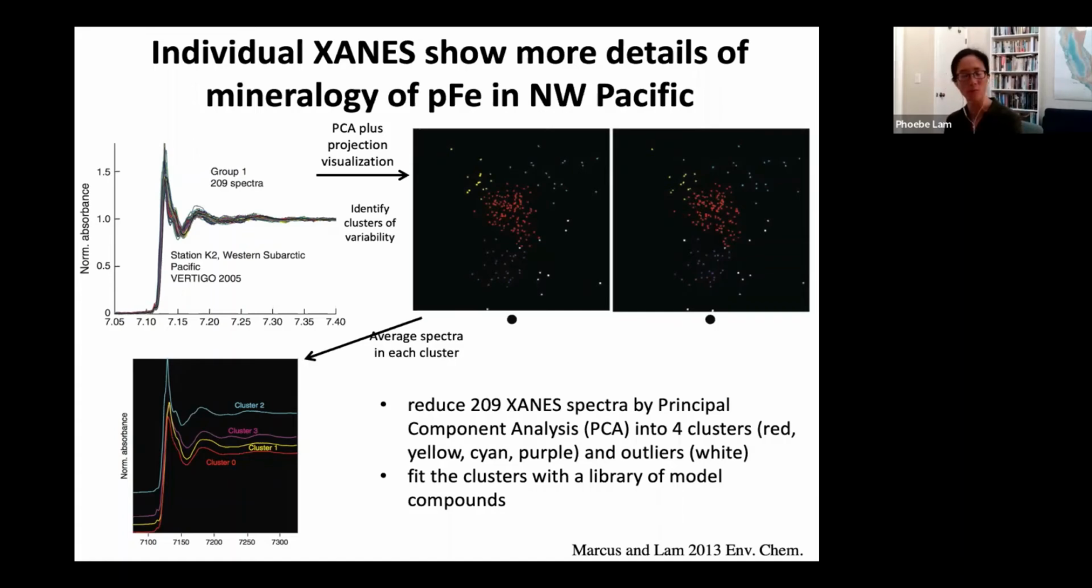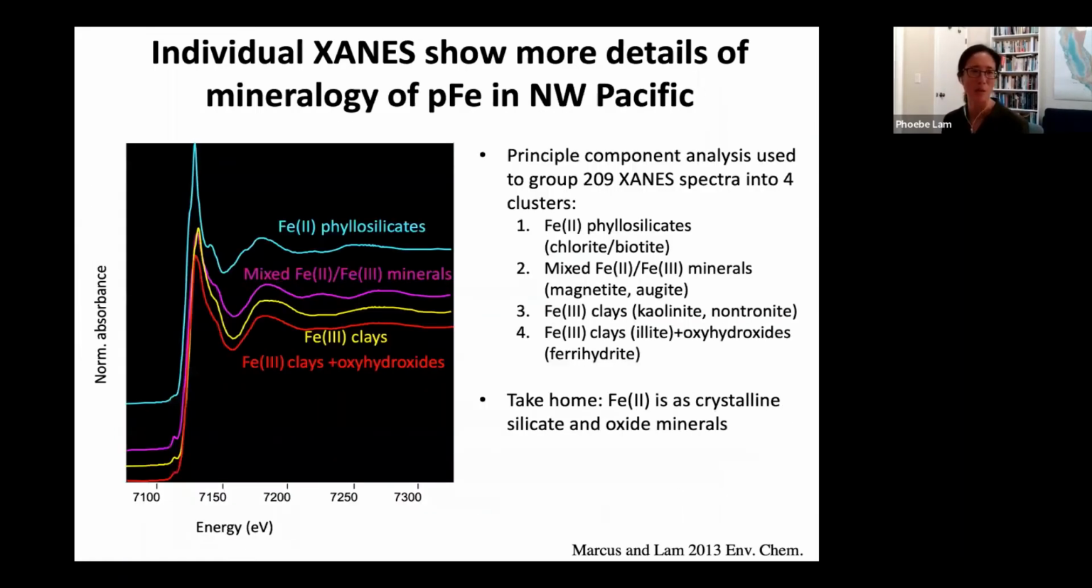And then we can fit those clusters and see that these were the main groups that were showing up. We had iron 2 phyllosilicates, mixed iron 2 and 3 minerals, iron 3 clays, and these mixed clays, oxyhydroxides. What we didn't have were a lot of indications of any iron 2 oxides that might have participated in some sort of in situ redox cycling, nor much indication of biologically bound iron 2. What we saw were crystalline iron 2 minerals.